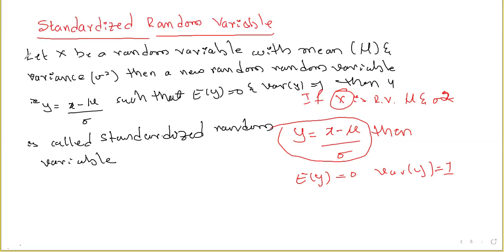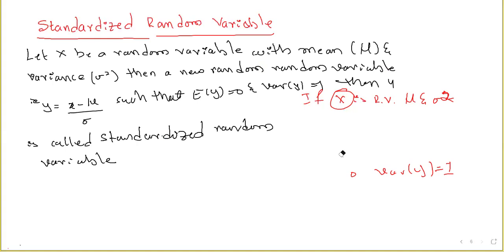So it's very simple. Here we just define a new random variable, say y, in the form of what I displayed here, that is y equal to x minus mu divided by sigma, right? Then after that, we need to find the mean and variance of y. Suppose we get mean equal to 0 and variance equal to 1, then we say that y is a standardized random variable, right? So depending upon this concept, we'll solve one example here.